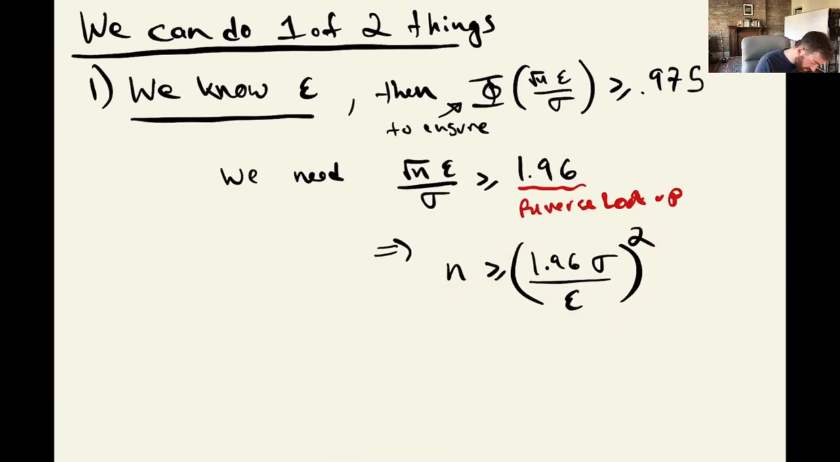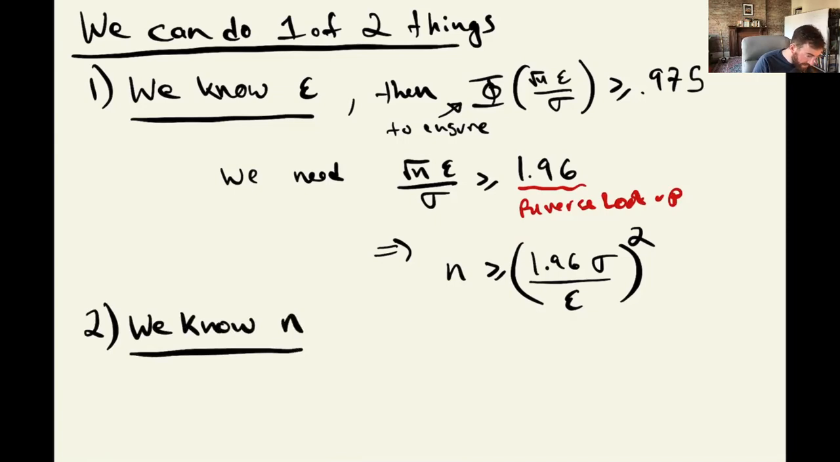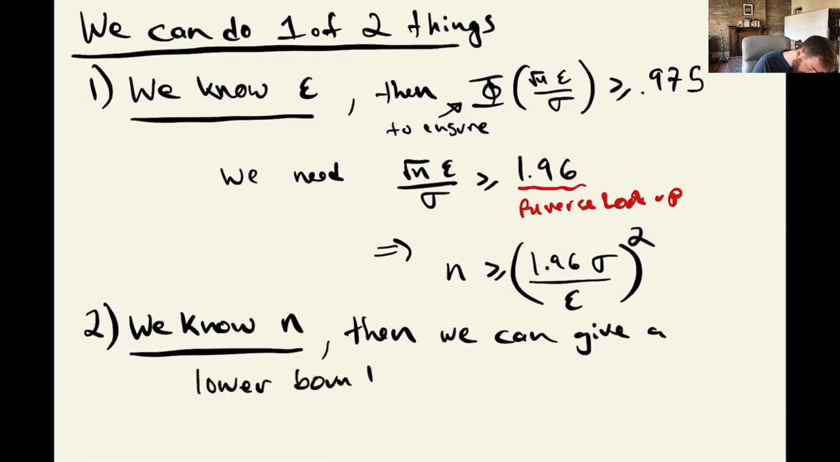We can also go the other direction, which is, suppose we know n, then we can give a lower bound on the spread or error in our measurements.